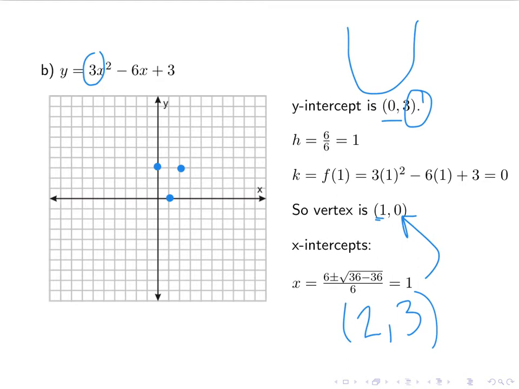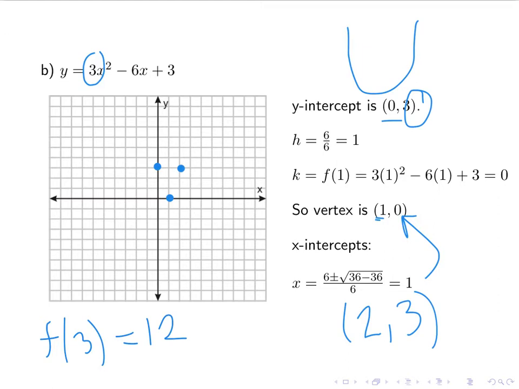Okay. And if you don't think this is enough to draw your parabola, it might not be. You can always do more points. So let's say I wanted to find where x is, say 3. I'll plug 3 into my formula, and I will get out, let's say f of 3. So 3 times 3 squared minus 6 times 3 plus 3 gives me 12. So that means that I could use my graph.